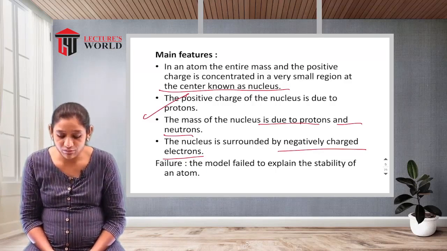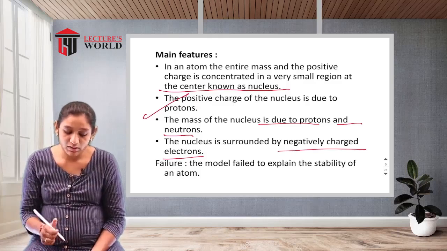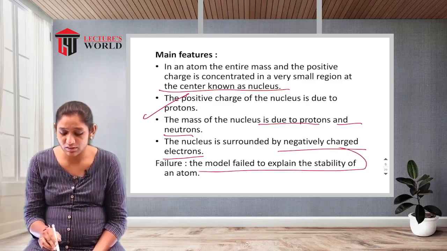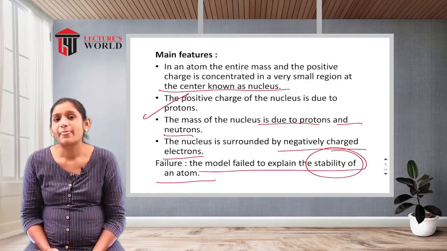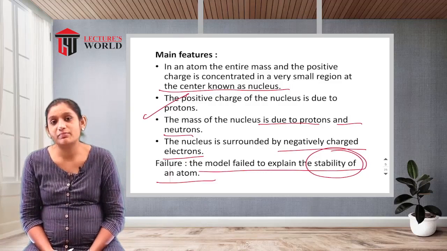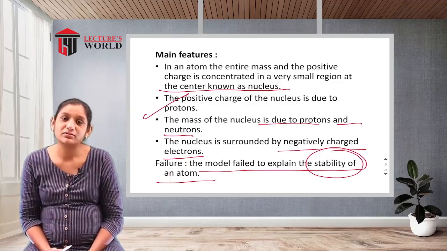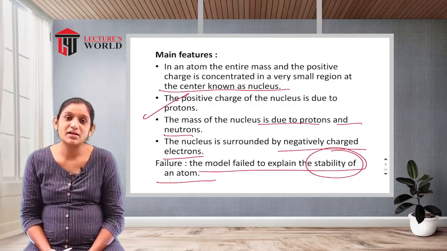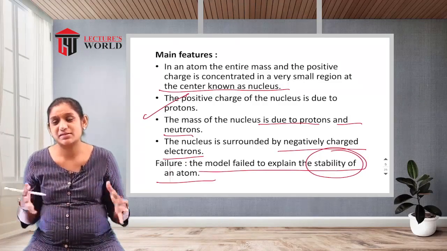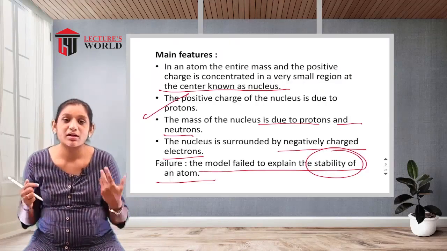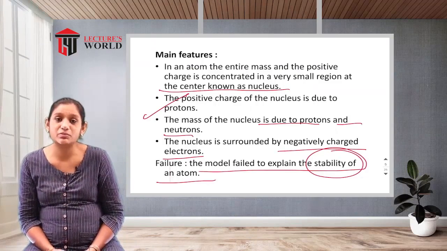Failure: the model failed to explain the stability of an atom. If the electrons are not moving in a boundary around the nucleus, the stability is not proper. The model is not satisfactory if the electrons are not moving around the nucleus.